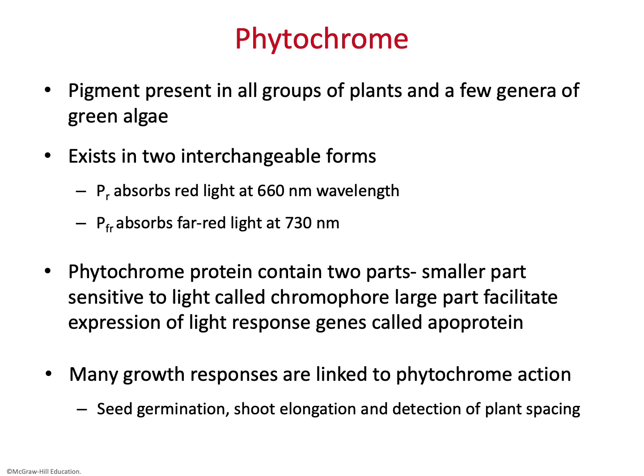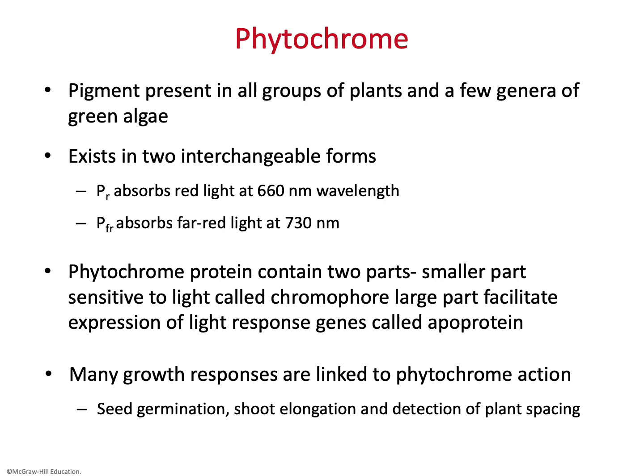So let's look at how this extra pigment, phytochrome, is involved in responding to light. Phytochrome is an important pigment involved in plant growth responses. This pigment is present in all groups of plants and in a few groups of green algae, but it cannot be found in protista, bacteria, and fungi.